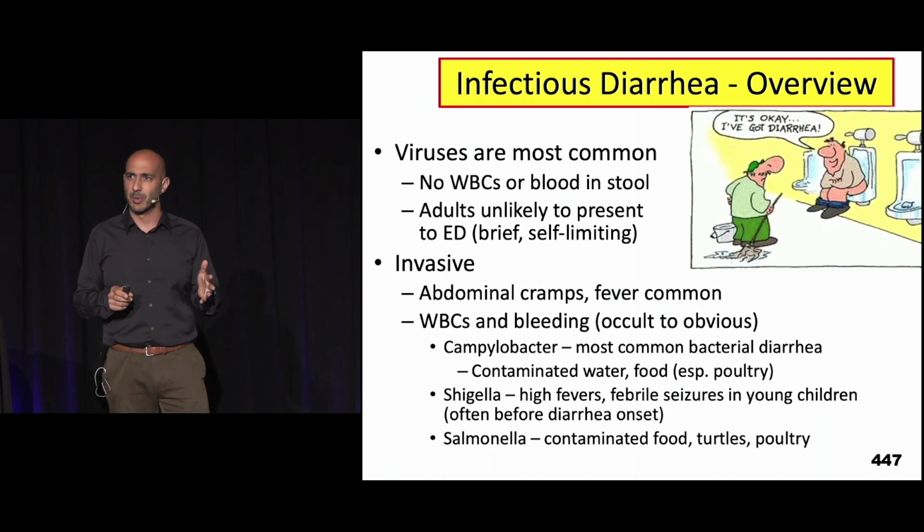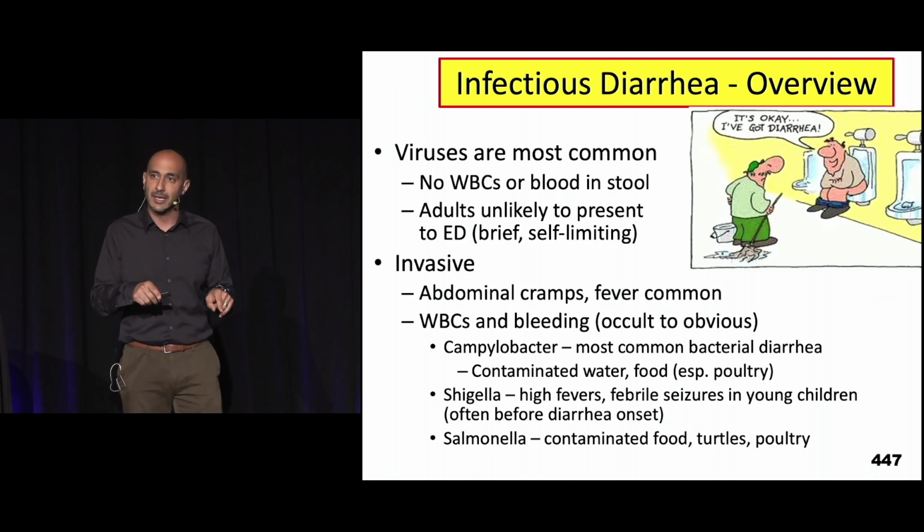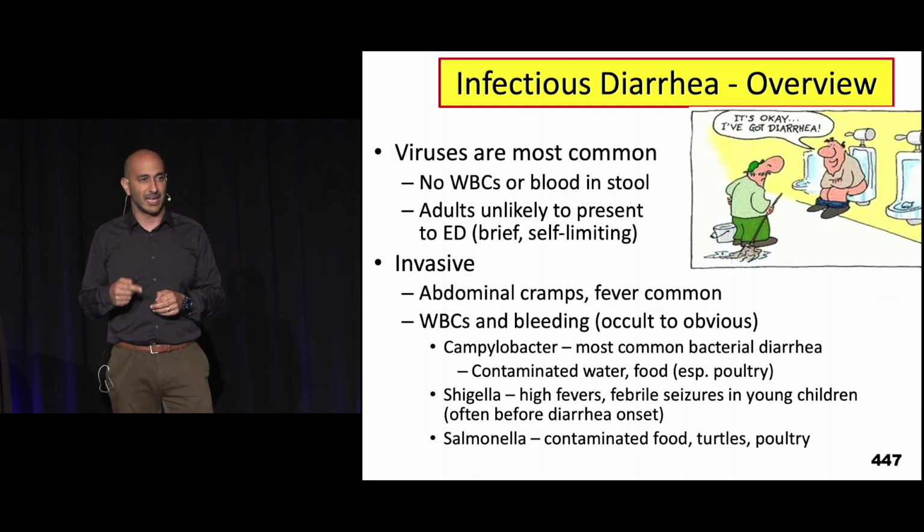But the virals tend to have a little bit of a prodrome, and then watery diarrhea. They don't tend to be bloody. They don't tend to have fevers. They don't seem to look toxic, unlike the bacterial invasives that can look a little bit worse.